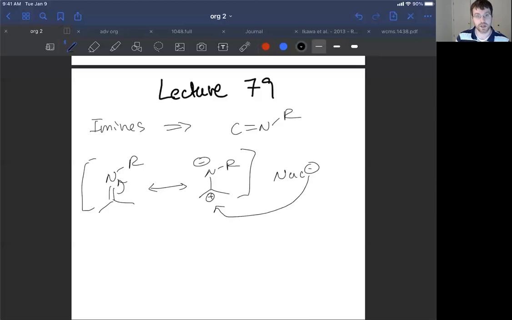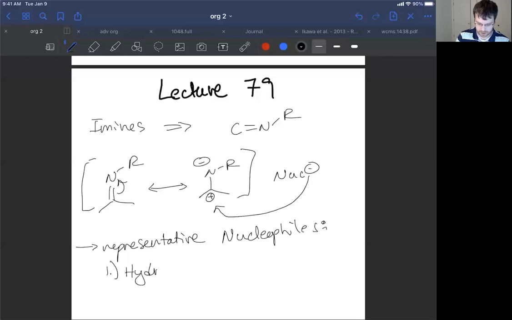Now, while we could add a whole slew of nucleophiles if we wanted to, in this class, we're going to stick to being aware of mostly one, sort of two. So the first one I want to mention is the hydride. The ones we're going to worry about are hydride, and that'll be from NaBH4 and lithium aluminum hydride, LiAlH4. Okay, and then there's also Grignard reagents.